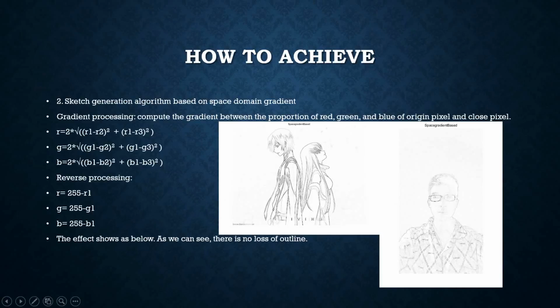The second one is a sketch algorithm based on space domain gradient. It first computes the gradient between the proportion of red, green, blue between original pixel and the close pixel. Then it does reverse processing to make the picture seem like a sketch. And the effect is pretty good because it shows all the outline of the object in the picture, although it is kind of light, but it has great integrity.